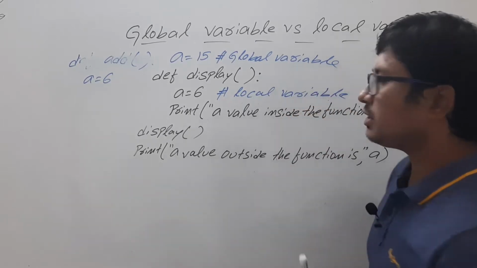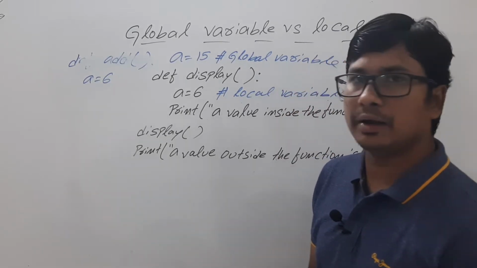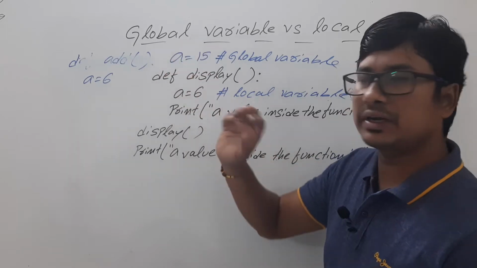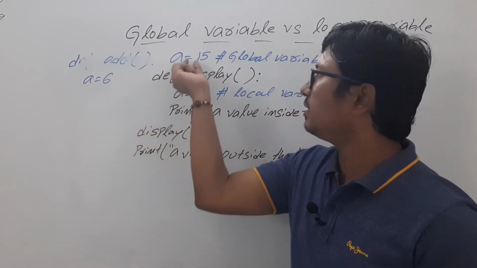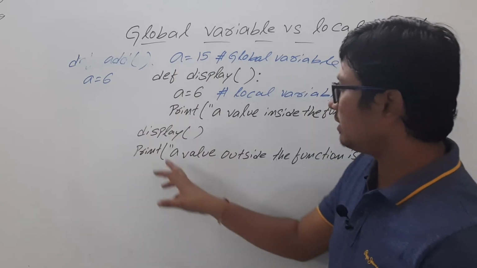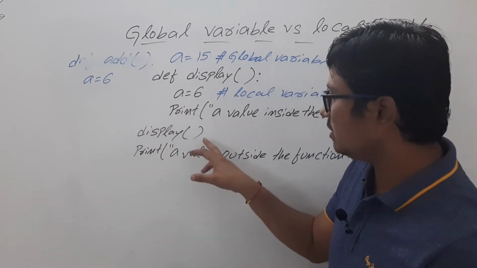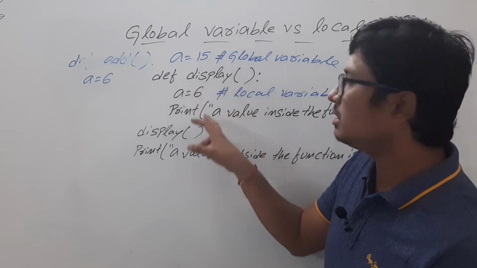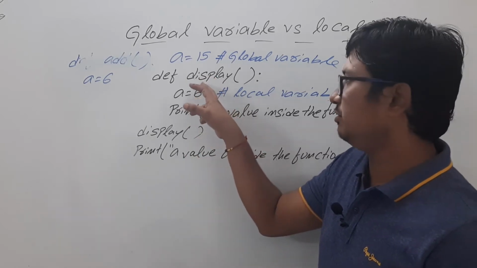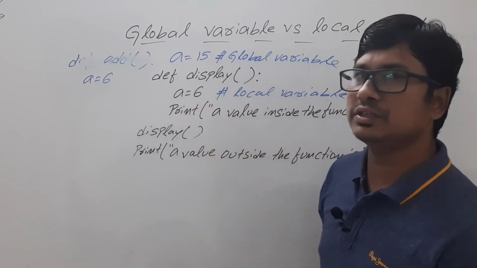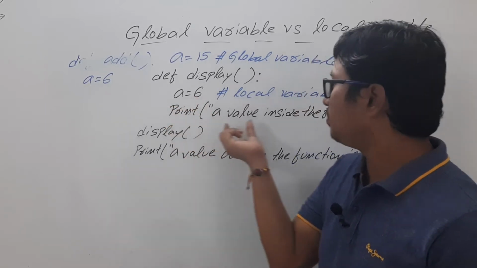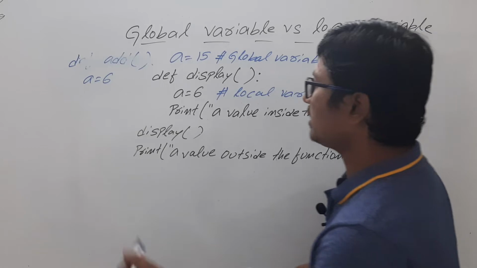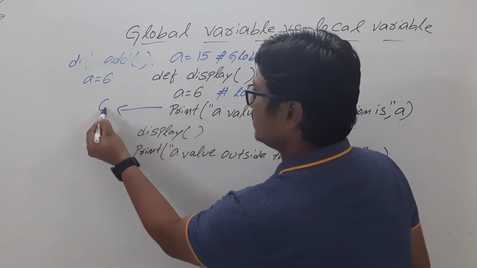Whenever the user executes this program, this one, a is equal to 15. So in a memory location for the variable a, you will get a value 15, and then you are calling the display function. Once you call the display function, the control will go to the function definition and it will execute this one, a is equal to 6. Here it is a local variable. Then if you print the a value, here you will get the output as 6.